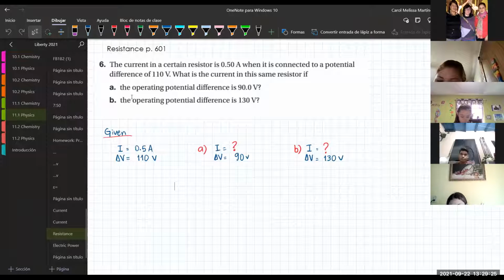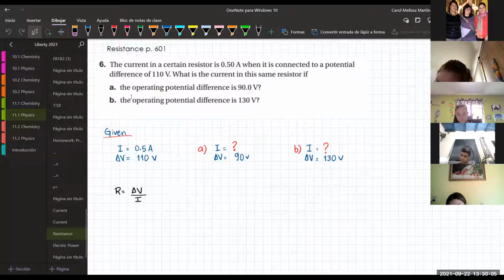So what can we do with these two givens? According to the formulas that I gave you, I can get resistance. Now, we have Ohm's law. Remember the triangle that I gave you? We can use it to get resistance. Resistance is potential difference divided by current. So we say resistance is equal to potential difference divided by the current.